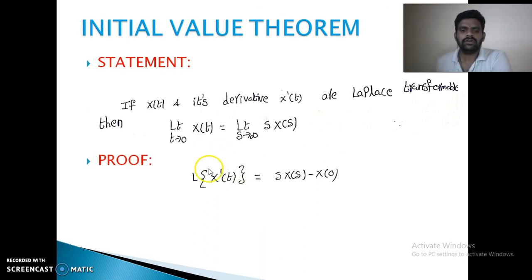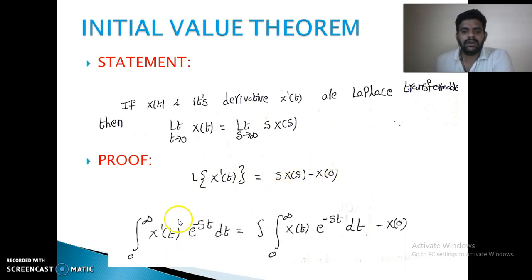Proof. We know the differentiation property: the Laplace transform of d by dt of x of t is equal to s into x of s minus the initial value x of 0. So substituting, taking the left hand side, integral 0 to infinity x dash of t into e power minus st dt is equal to s into x of s minus x of 0, where x of s is integral 0 to infinity x of t into e power minus st dt.